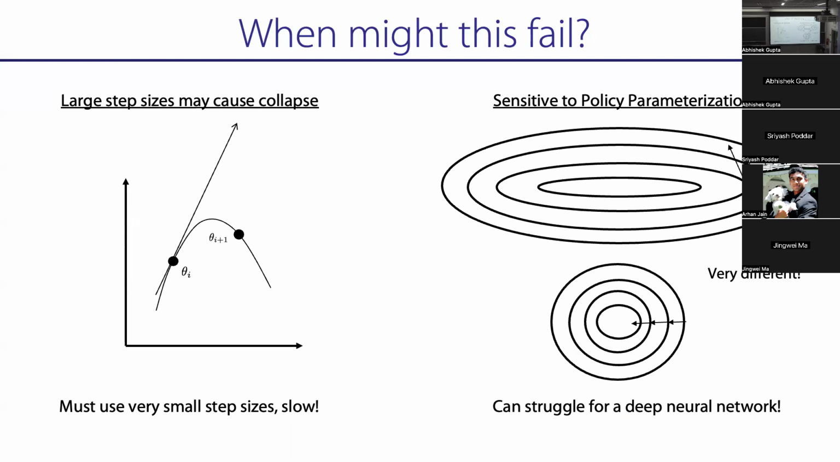By parameterization here, do you mean the policy class that you use? Yeah, or just the actual weights of your neural network.